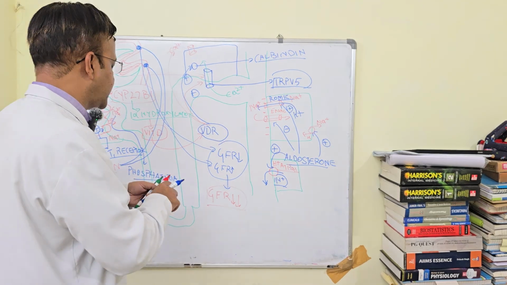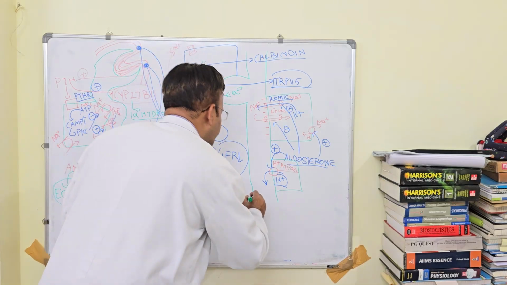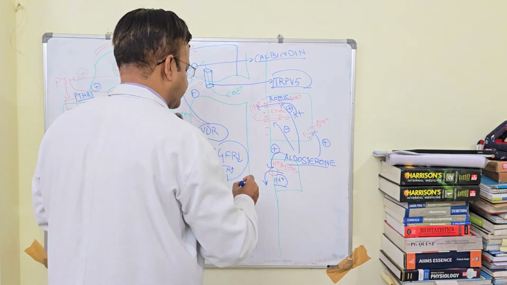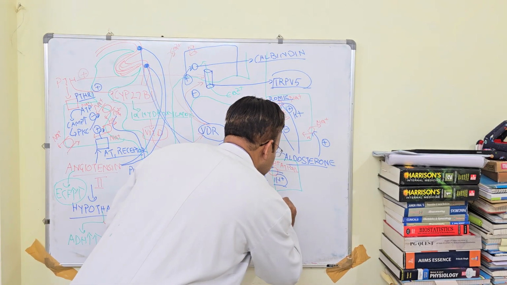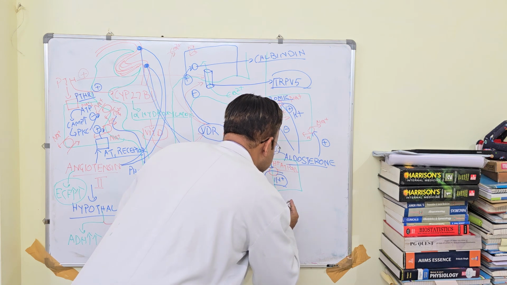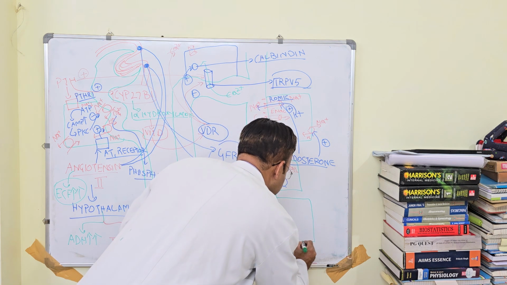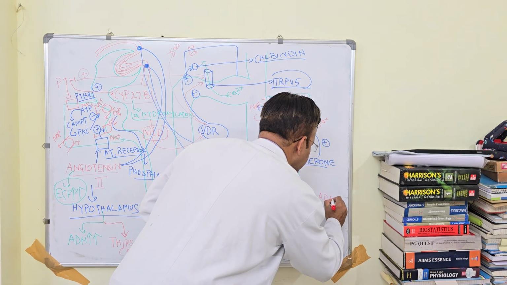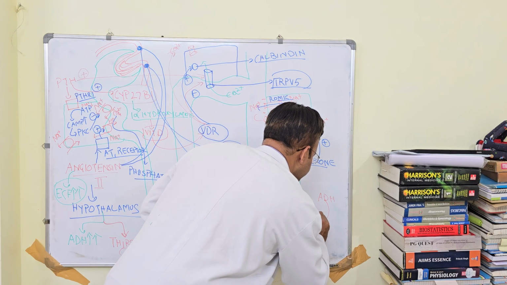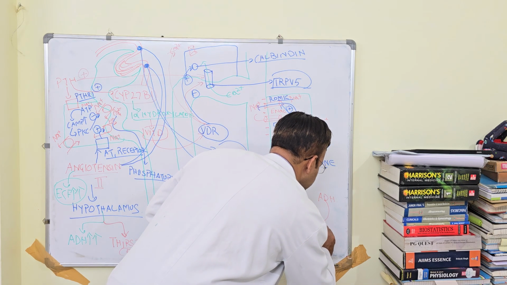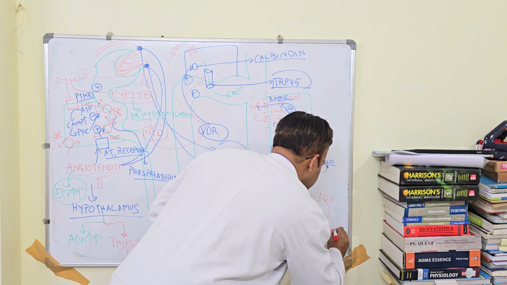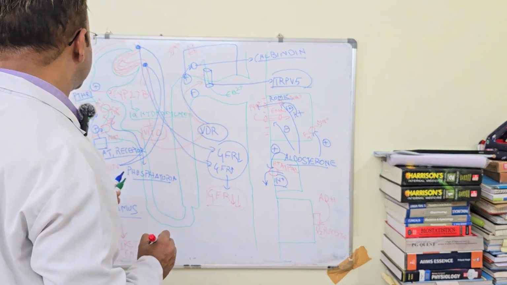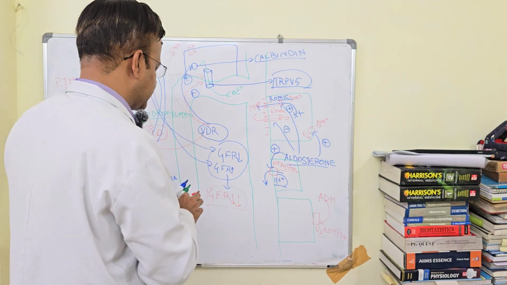One very important hormone we still need to discuss is your antidiuretic hormone, ADH. Now, how does ADH work? ADH will act on the V2 receptors. By acting on the V2 receptor, what will it do?